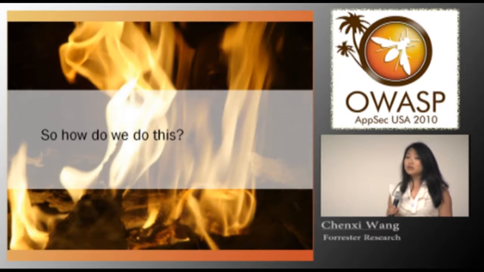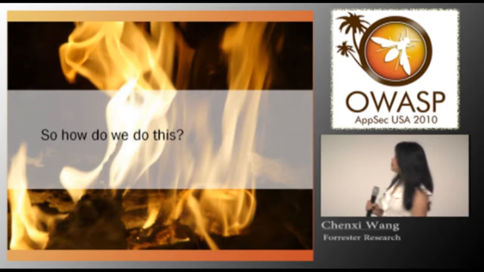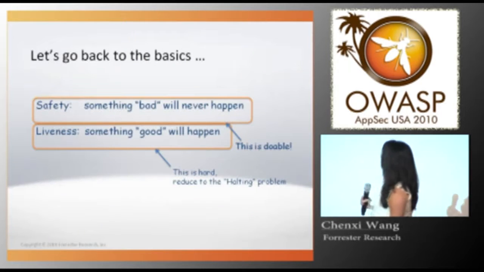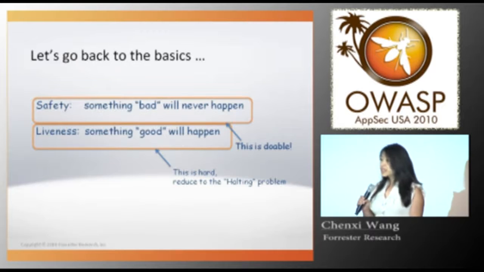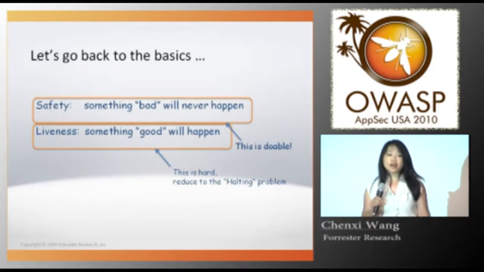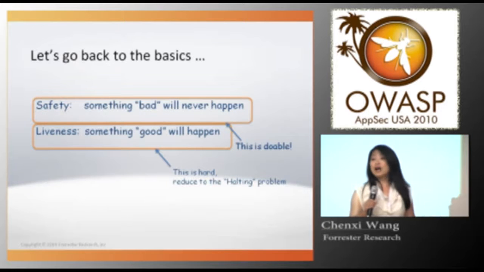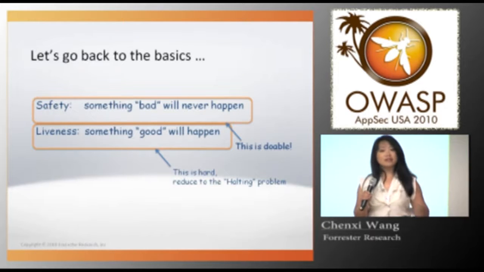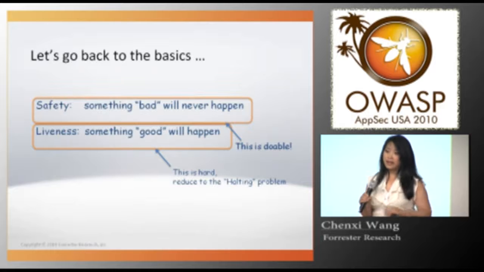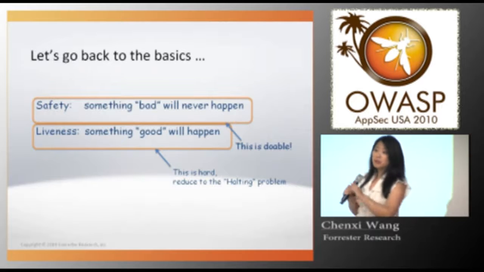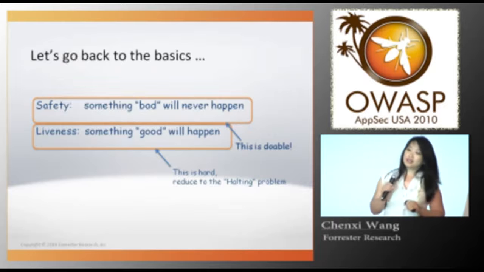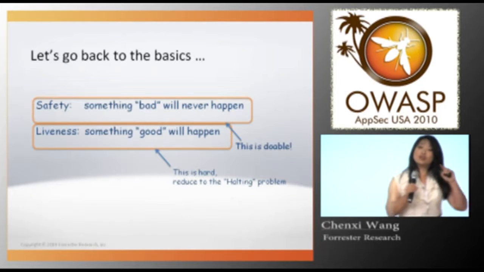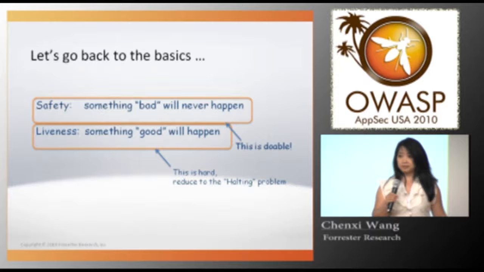So how do we actually do this, right? Let's go back to some of the basics. Security properties can be expressed as some logical combination of safety properties and liveness properties. And those of you who have a computer science degree know what this means. Safety means something bad will not happen. Liveness means something good will happen eventually.